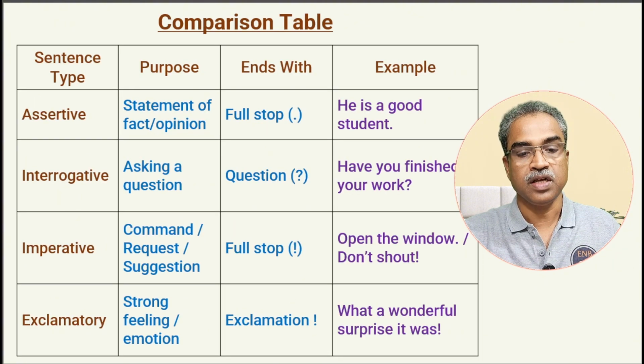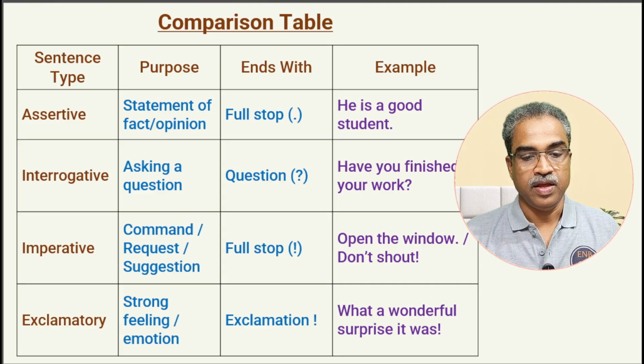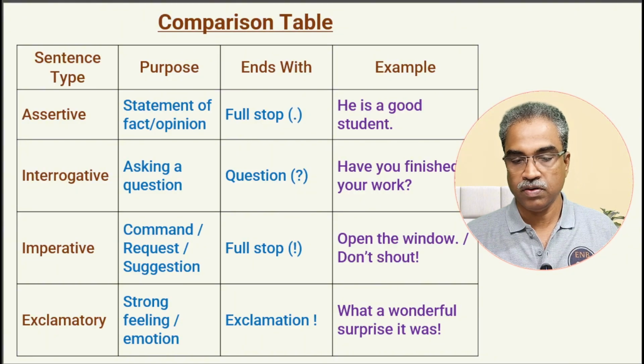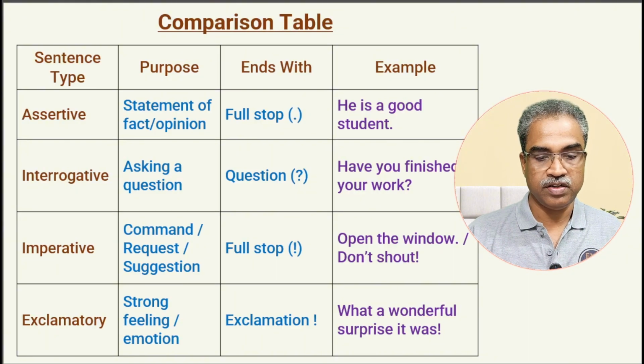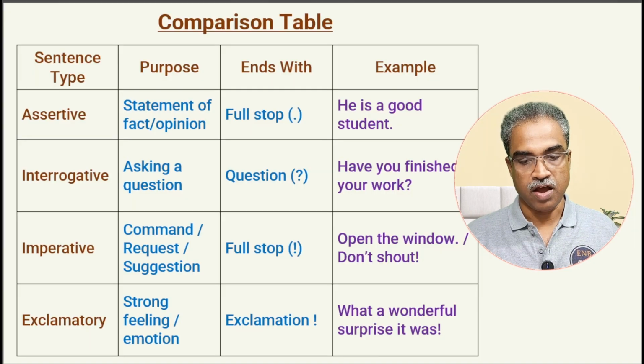Next is a comparison table. Very quickly, you can take a screenshot and see the purpose of assertive sentence. It's a statement, or fact or opinion, and it ends with a full stop. He is a good student is a statement. He is not a good student is also a statement. Interrogative, always asking a question, ends with a question mark. Have you finished your work? How have you finished your work so fast?